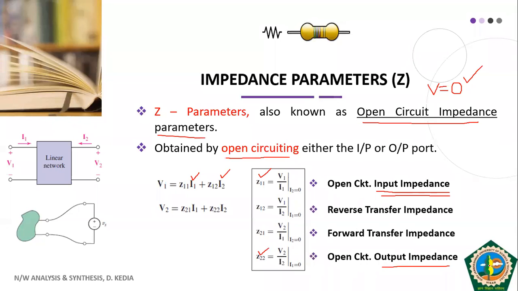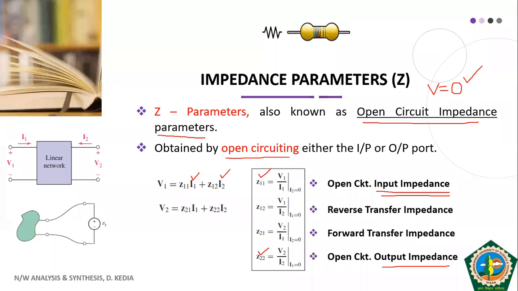And yesterday also I hinted that your Z parameters and admittance parameters are, you can say, inverses of each other. In fact, in later classes we will talk about the interrelationship between the various two-port network parameters.